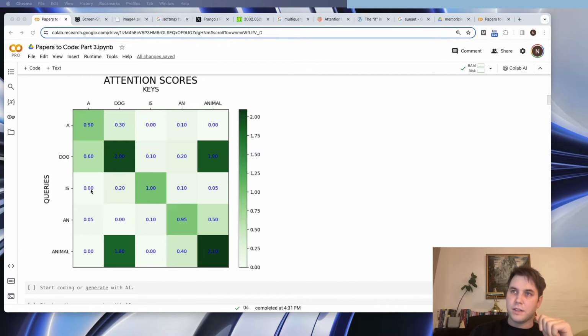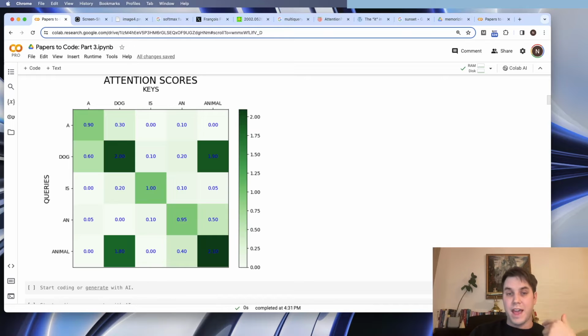That is, this right here might find "dog" very important, and it might find "animal" very important, but it's not necessary that "dog" finds "is" very important. So each token gets to choose how interested it is in all the other tokens, independent of how interested all the other tokens are in it.